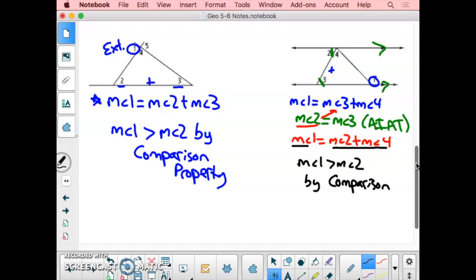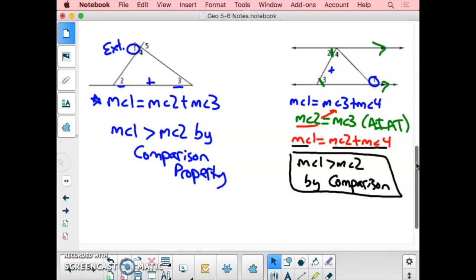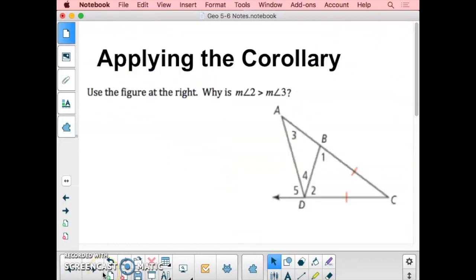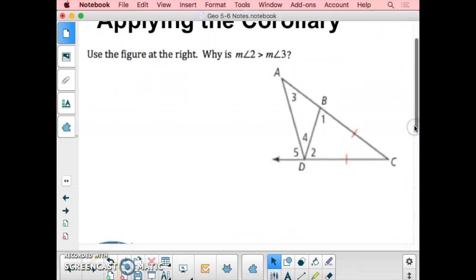Okay, so you're trying to get the comparison property to show you that if this is the total of 2 numbers added up, then the one that's all by itself has to be the largest number. Okay. All right, last example of this. Why is angle 2 bigger than angle 3? All right, well, here's 2.